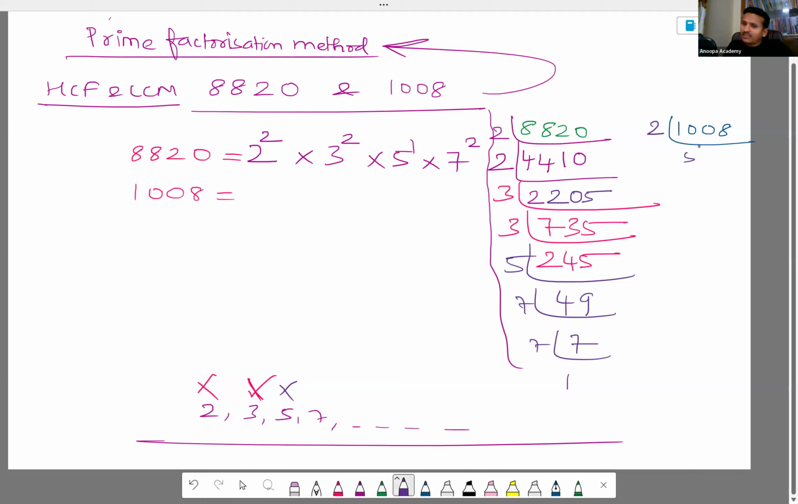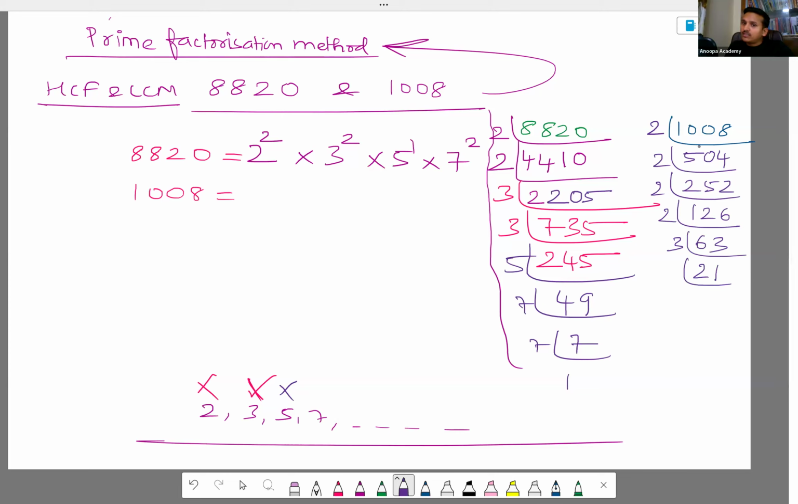So look, 2 fives are 10, 2 zeros are 0, and 2 fours are 8. 2 2s are 4, 2 5s are 10, 2 2s are 4. 2 1s are 2, 2 2s are 4, 2 6s are 12. 2 6s are 12, 2 3s are 6. With 2 not possible, 3 possible. 3 2s are 6, 3 1s are 3. 3 7s are 21 and 7 1s are 7. Clear now, everyone? So I can write 2 to the power 4 into 3 to the power 2 into 7 to the power 1.